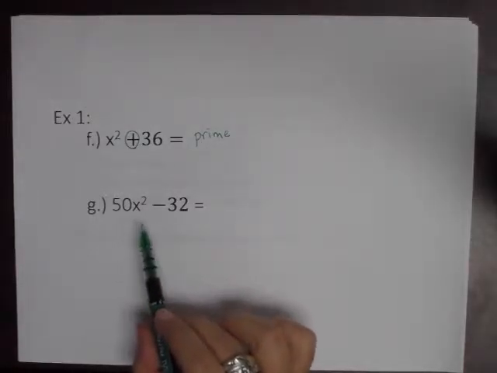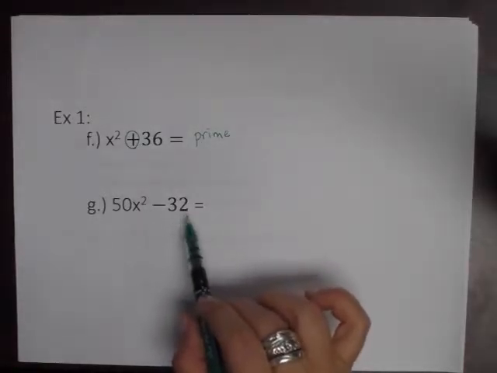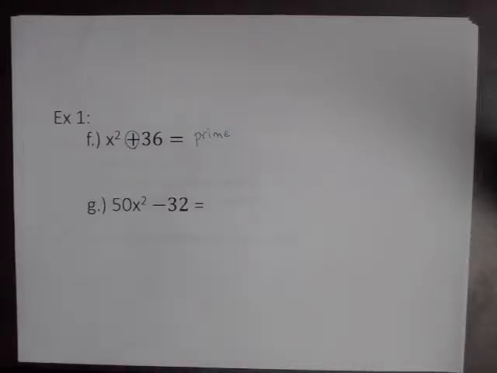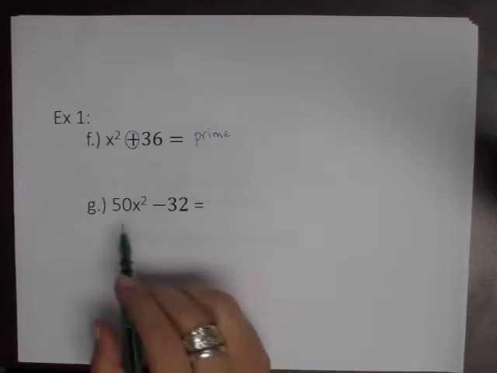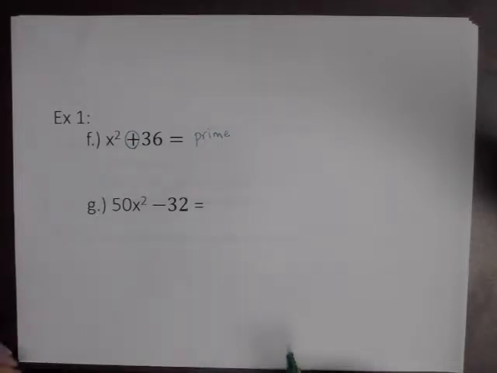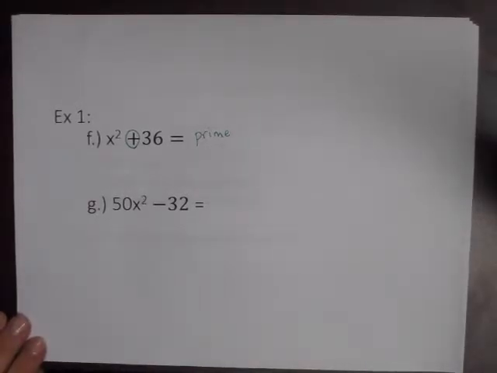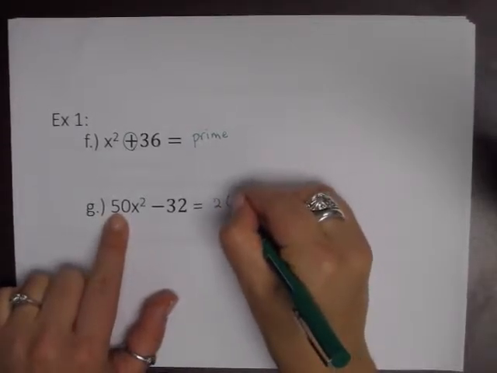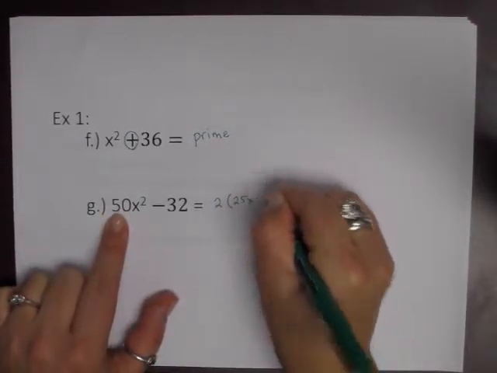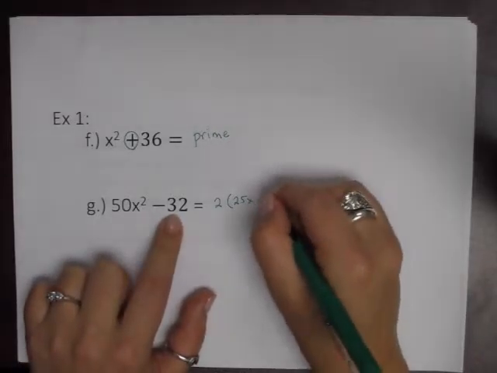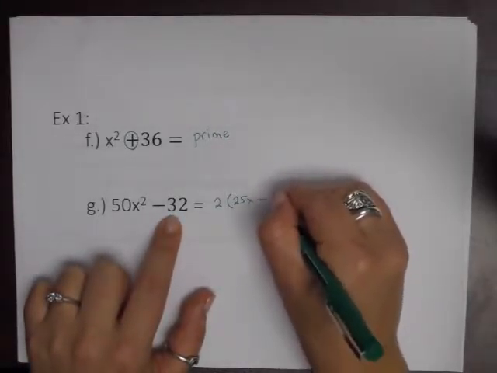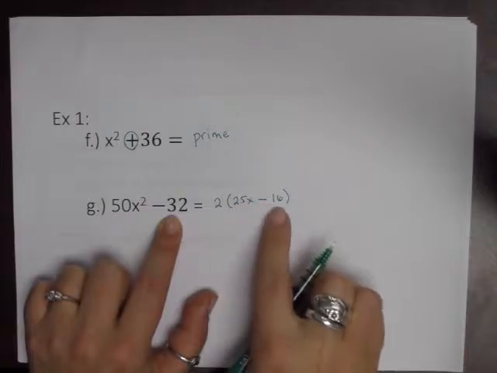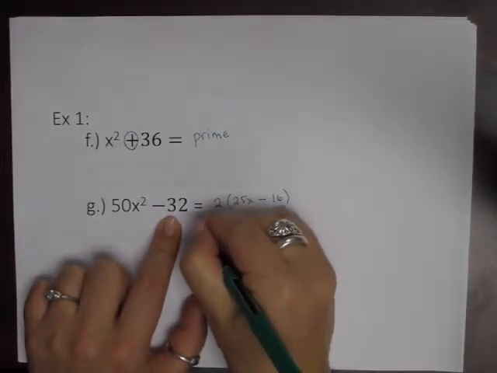Alright, so now we have 50x squared minus 32. When I initially look at this problem, 50 and 32 are not perfect squares, but they're both even, so that tells me that I can pull out a GCF. If I pull out a 2, 50 divided by 2 is going to be 25x squared, minus 32 divided by 2 is going to be 16, and I definitely know 25 and 16 are going to be perfect squares.